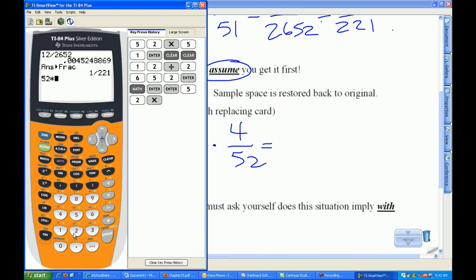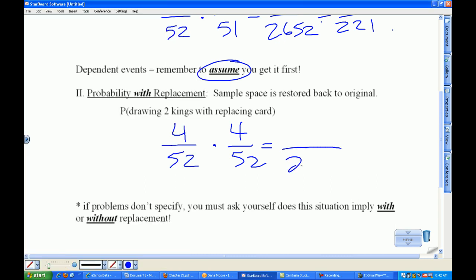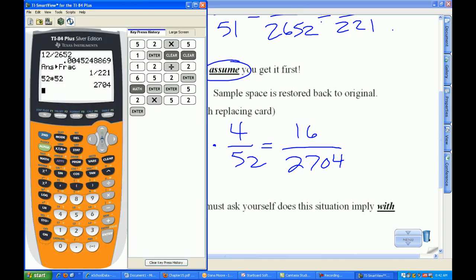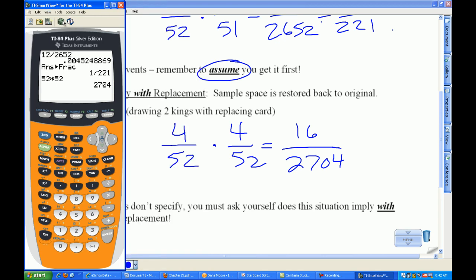52 times 52 is 2704. So 2704 for the denominator. 4 times 4 is 16. Once again, we can reduce this fraction by doing 16 divided by 2704. Get the decimal, hit math, and then hit enter 2 times. So 1 out of 169.